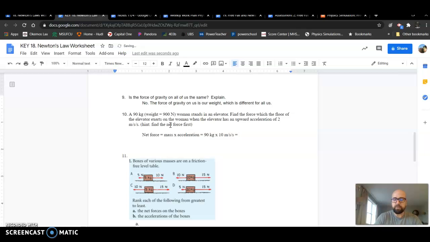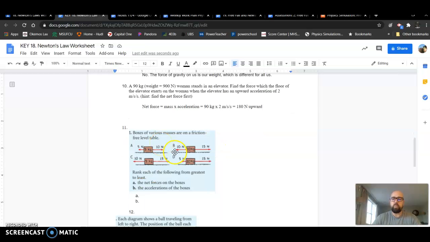Oh, I'm sorry, I did that wrong. That was her weight I was doing. Her acceleration in the elevator is 2 meters per second squared. I wanted to find the net force on her. It's 90 times 2, so 180 newtons upward. That's the net force. And so what I've got to think about here is what are the forces on her?